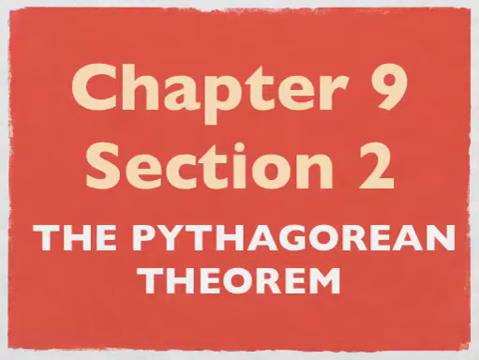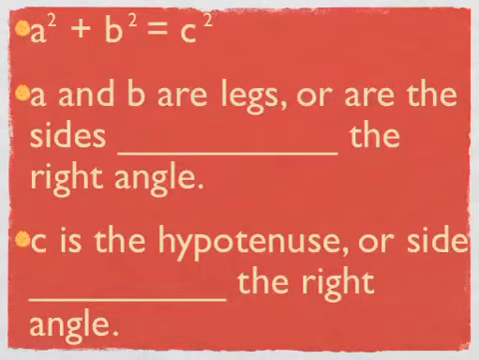Chapter 9, Section 2, the Pythagorean Theorem. The Pythagorean theorem only works for right triangles. So when we're talking about right triangles, we can apply the Pythagorean theorem, and it helps us find side lengths. The theorem is a squared plus b squared equals c squared.